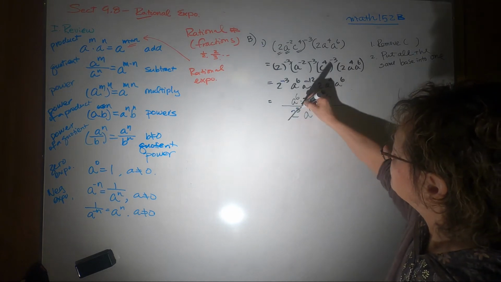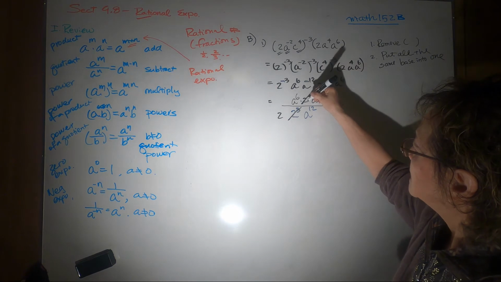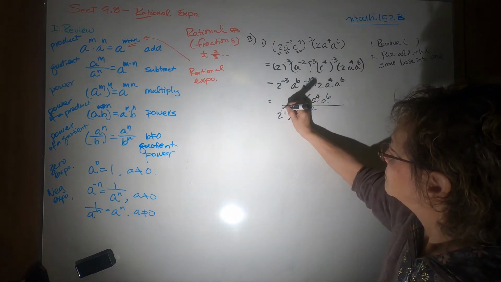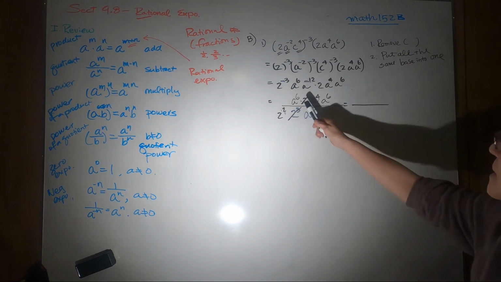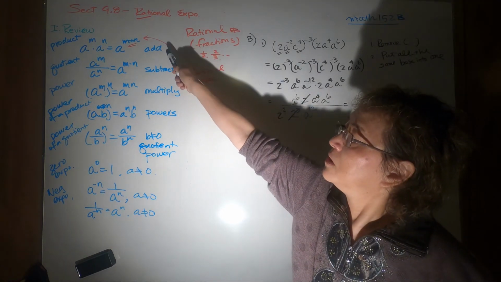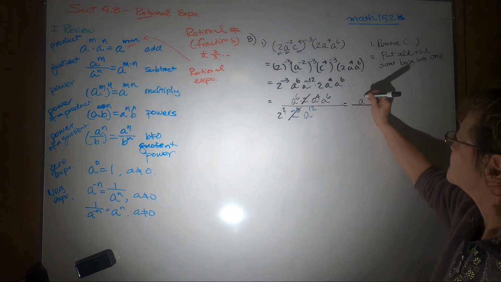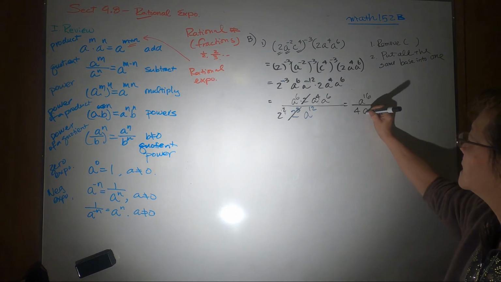So 2 and 2^3, that would be 2 to the second power, right? How many a's on the top? 6, 4, and 6. Then we add our powers. That would be 16, right? 2 squared is 4, and a^12.